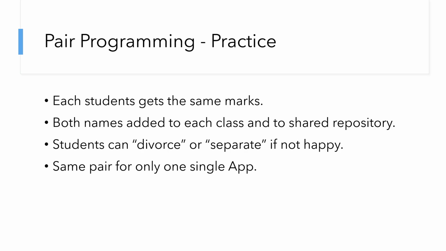Now in terms of assessment, each student in the pair will get the same marks. But I need both names to be added to the class and the shared repository, and any screen output as well. If students don't get on, are starting to argue and abuse each other verbally, we don't want that to continue. You may separate again. And you may only carry on the same pair for a single app. You may form a second pair for another app.